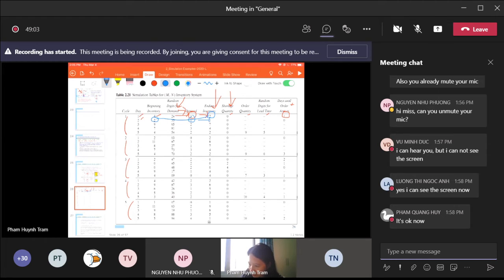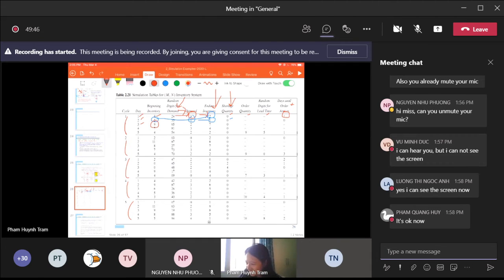Okay. Now day 3. Day 3, our ending inventory of day 2 is 1, but our beginning inventory in day 3 is 9. What happened here, everyone? Why do we have 9 units on day 3? Why suddenly increase here? Oh, we receive the stock from the supplier, right?